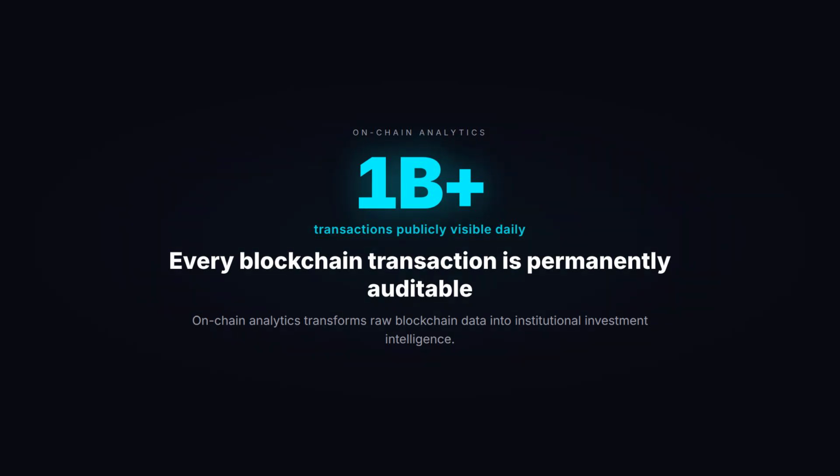On-chain analytics is the discipline of extracting investment-relevant intelligence from this data. Firms like Glassnode, Nansen, and Chainalysis have built sophisticated platforms that transform raw blockchain data into metrics, signals, and alerts that institutional analysts can integrate into their research processes. This analysis explains the key metrics and how to use them.